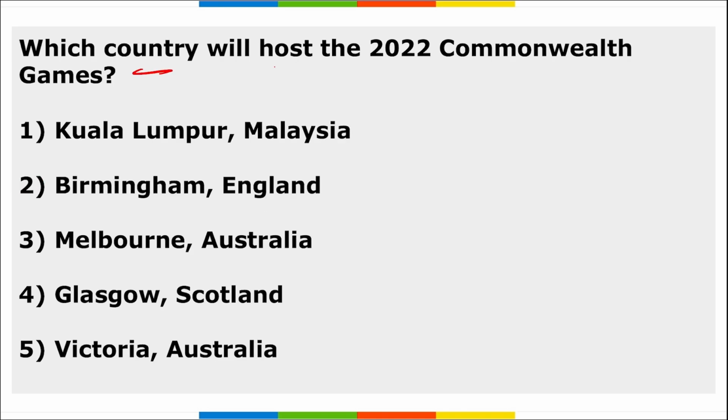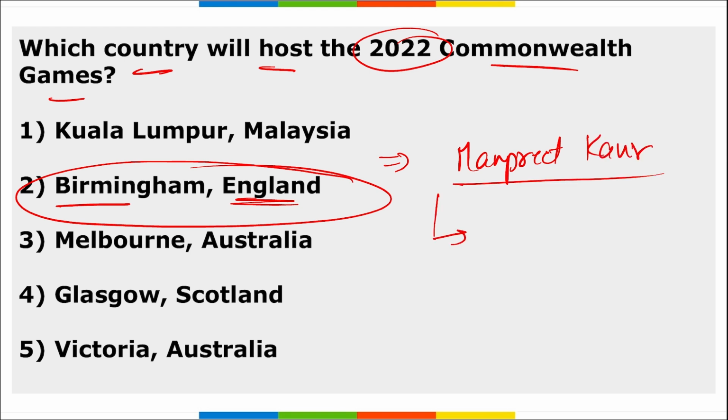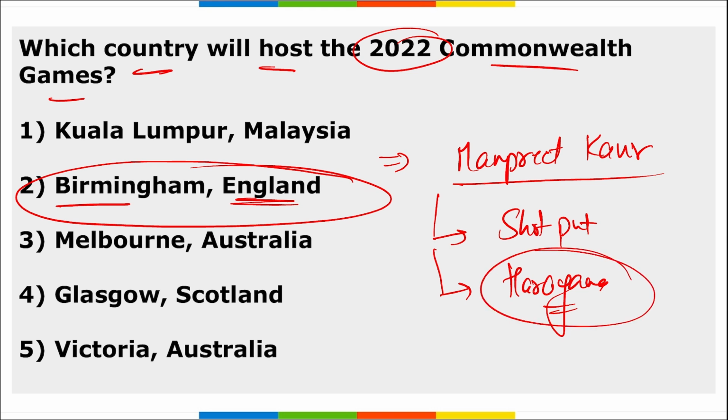Next question, which country will host the 2022 Commonwealth Games? So here we are talking about the Commonwealth Games for the year 2022, and it will be hosted by which country? So remember, Birmingham, England will be hosting the Commonwealth Games for the year 2022. Apart from this, you have to remember Manpreet Kaur. Who is Manpreet Kaur? Which sport is she related to? Manpreet Kaur is related to shot put. She is from Haryana. Why are we talking about Manpreet Kaur? Because recently she has qualified for the 2022 Commonwealth Games that will be taking place in Birmingham, England.